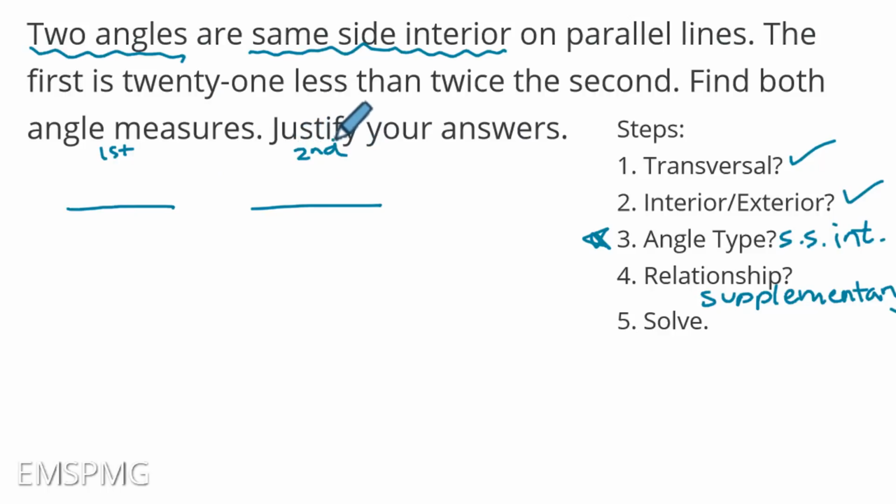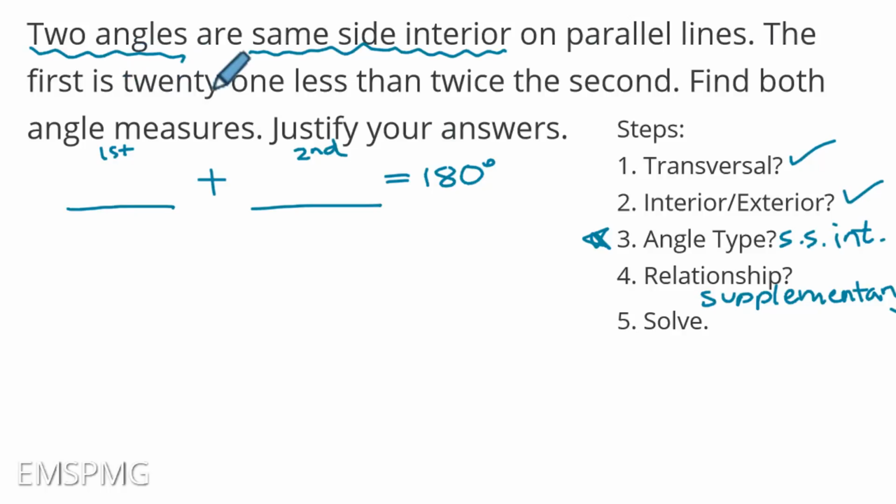If I fill in these blanks below, it helps me visualize what's going on. I know two angles are same side interior, and if they're same side interior, they are supplementary. So that means the first angle and the second angle have to add up to make 180 degrees. That's what supplementary means. So I've already started my equation. If the two angles were congruent, I would put an equal sign between them. But since they're supplementary, I add them up to make 180. Now let's fill in our blanks.